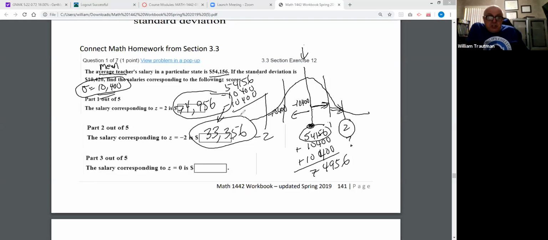So the average teacher makes 54,000. Some teachers make more than that, 74,000. Some teachers make less than that.